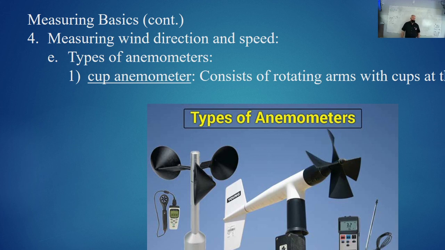First of all, you have your cup anemometer, consisting of rotating arms with cups at the ends. Okay? So, which one's the cup one? The one on the right. Oh, the one on the left? Yeah, one on the left, because it has the cups. Okay?